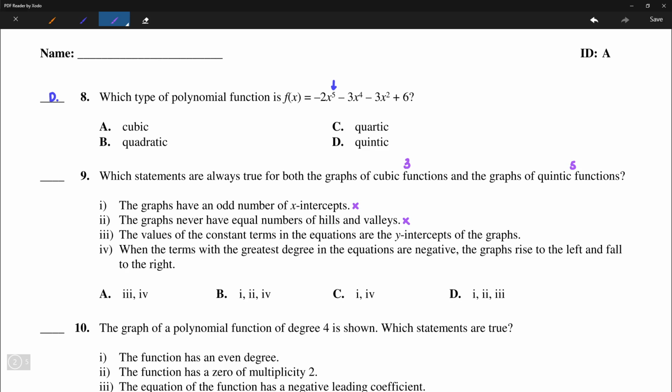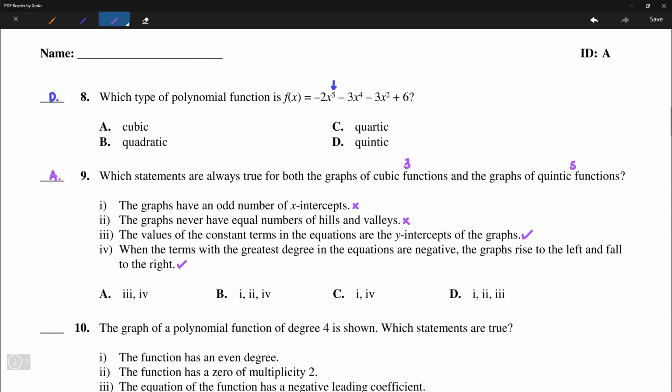The constant term is the y-intercept. That's always true. If we just let x equal 0, then the constant term should be all that remains in the polynomial, and that will be the y-intercept. Let's see. When the term of the greatest degree in the equation is negative, the graph rises to the left and falls to the right. So that's true. As we know, odd degree polynomials that are negative come from quadrant 2 to the left and then move to quadrant 4 to the right. So that will match statement number 4. So the correct answer here is that statements 3 and 4 are correct. So the choice is A.